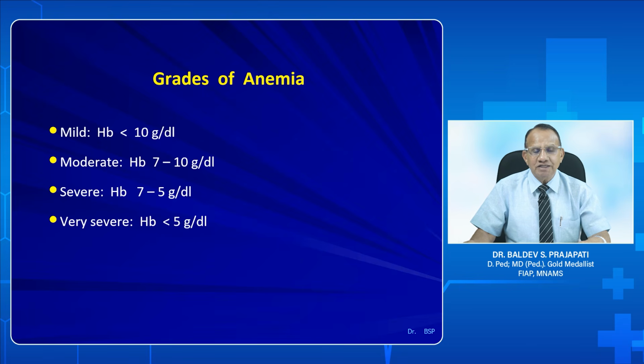Let us see how we grade the anemia. Mild anemia, that means hemoglobin is less than 10 gram per deciliter. Moderate anemia, that means hemoglobin is 7 to 10 gram per deciliter. And severe anemia, that means hemoglobin is 5 to 7 gram per deciliter. And very severe, which requires prompt action, that is hemoglobin less than 5 gram per deciliter.